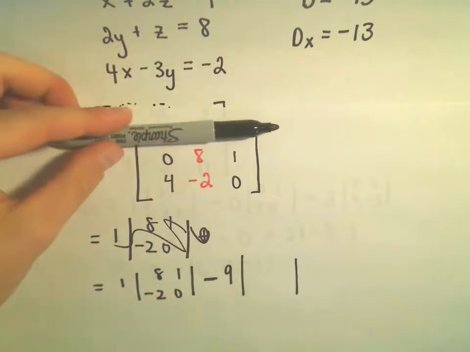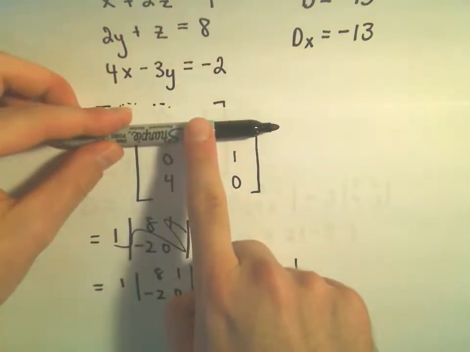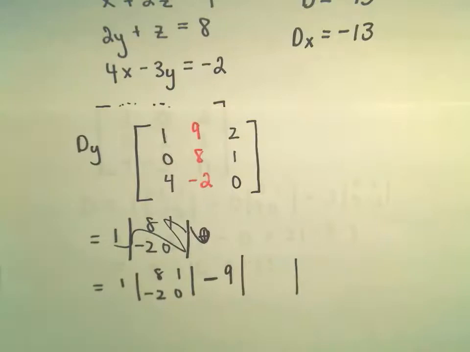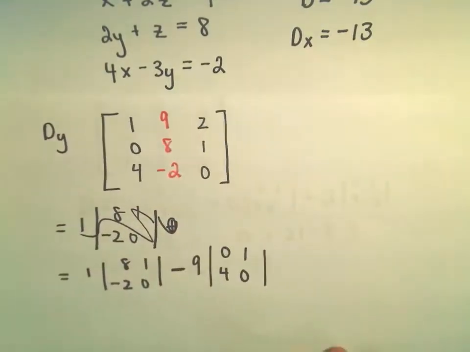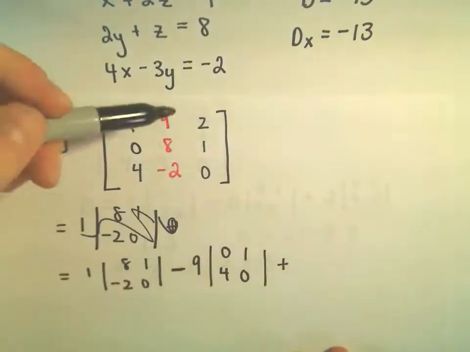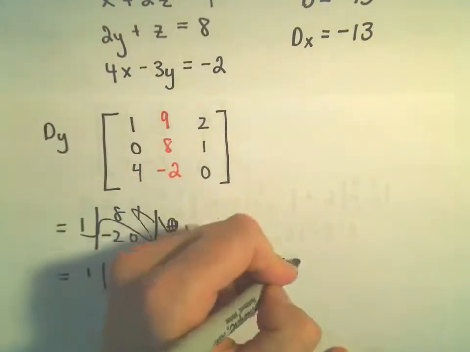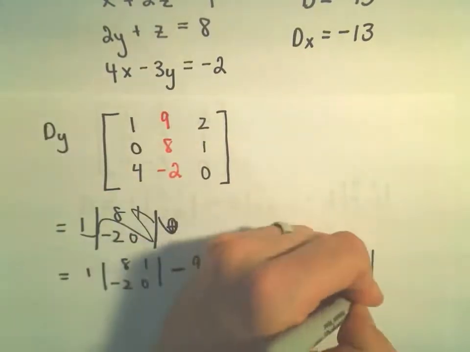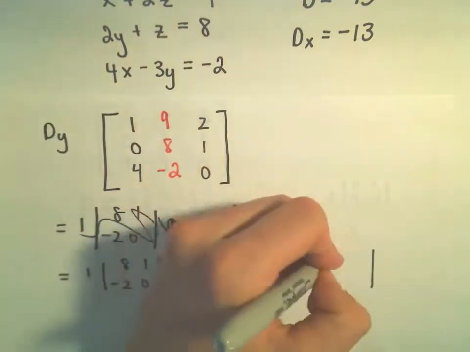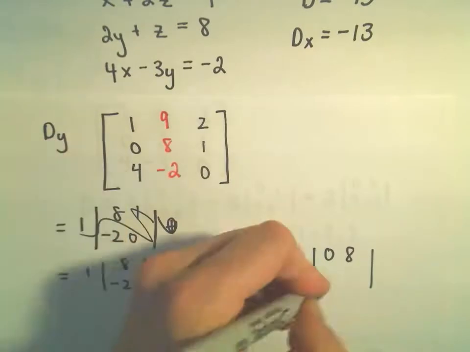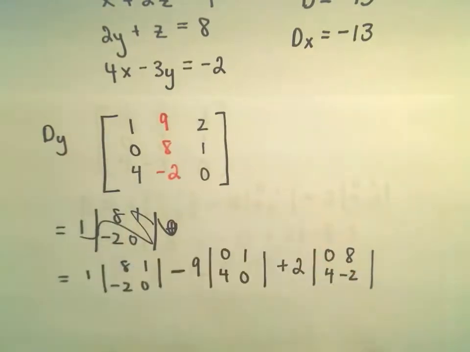And if we cover up that row and that column, it looks like we have 0, 1, 4, and 0 left. So you can see there's just tons of arithmetic in these. It's certainly easy to make a mistake. Our last entry, we have a positive 2. We leave that sign positive. It looks like we would get 0 and 8, and then 4 and negative 2.